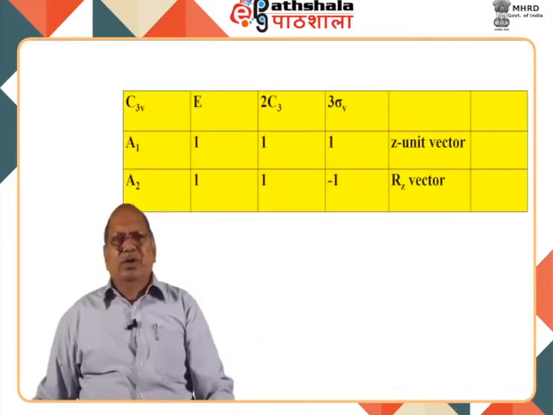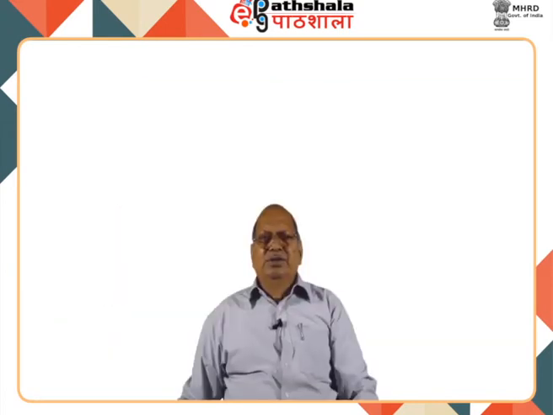as shown over here for A1 and A2. That is, for A1 we have the Z unit vector, and for A2 we have this vector. The Z unit vector gives +1 character for all symmetry operations, and this corresponds to the A1 irreducible representation. The Rz unit vector gives +1 character for symmetry operations E and C3, and -1 character for sigma V. These characters correspond to the A2 irreducible representation. Like this, we can find out the various bases.